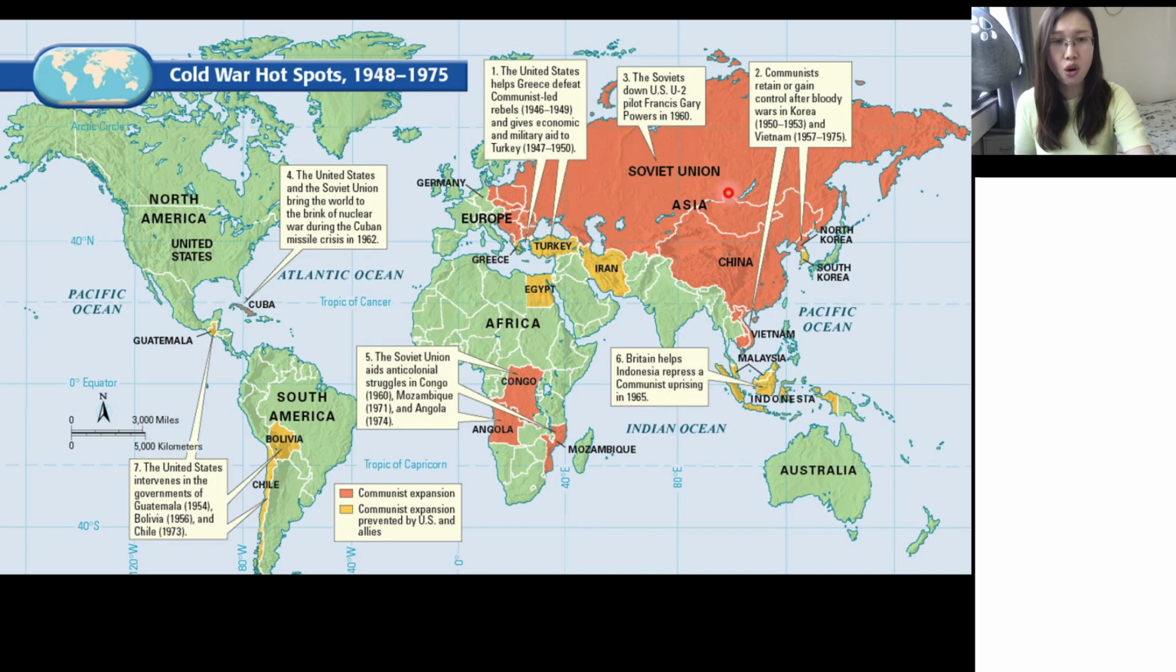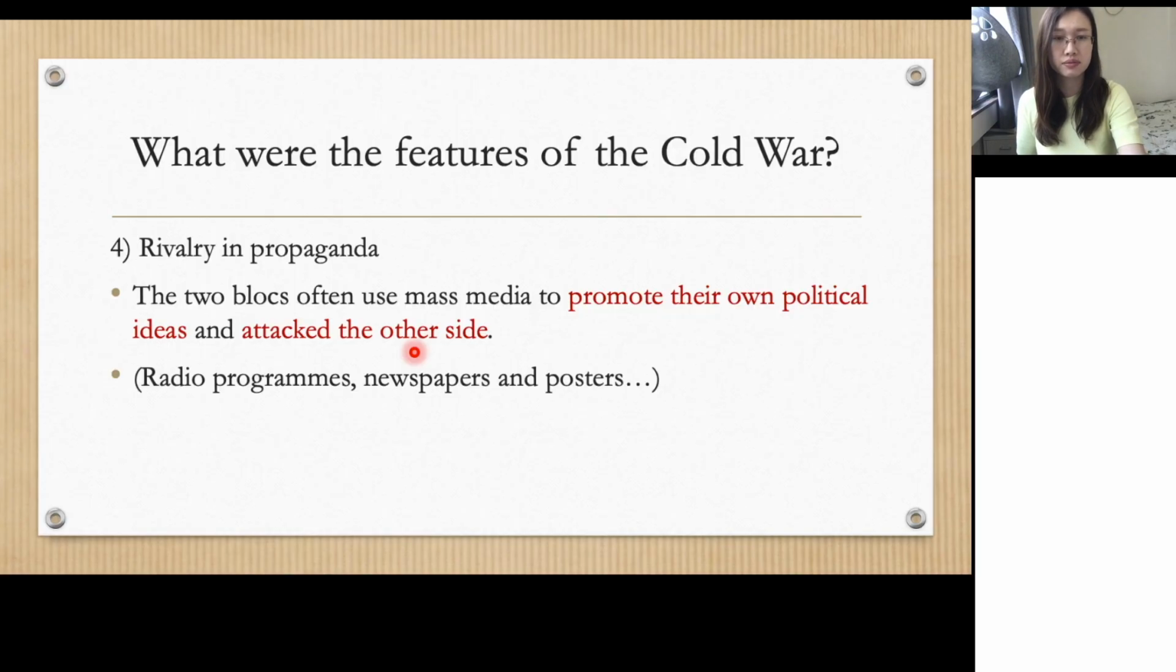You can see these are all the Cold War hotspots, right? That means hotspot, it's not like a Wi-Fi hotspot, okay? It's like the time when they were having regional conflicts. You can see it's around the world, in most of the continents, right?